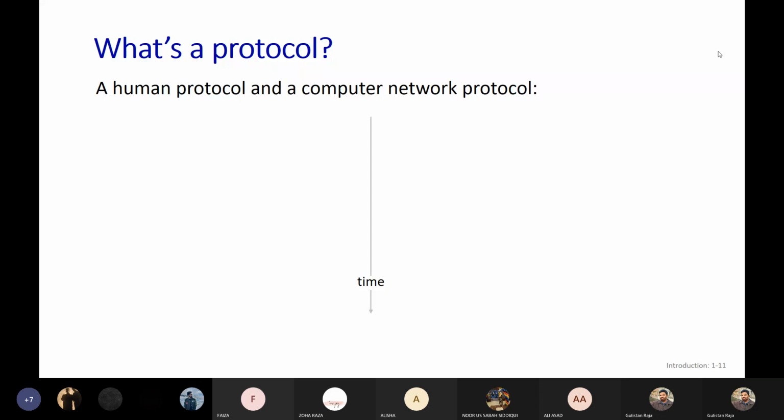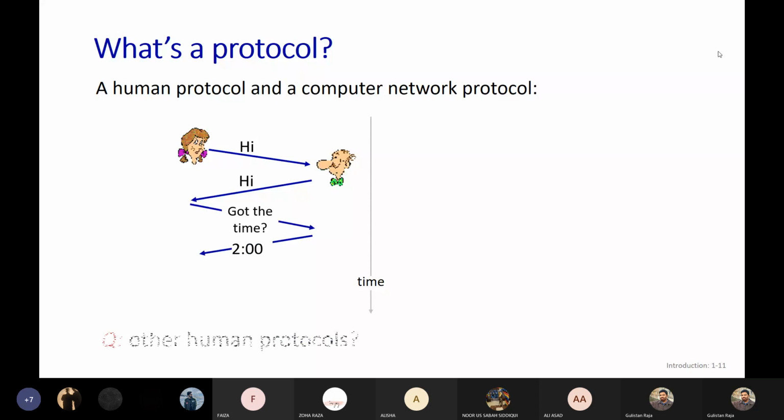Let's talk about the human protocol first. If you look at your left side, there are two figures, two persons. Let me tell you that in computer networking, in normal engineering we use X and Y or Z, but in computer networking we use standard names. For example, this girl is Alice, and this boy is Bob.